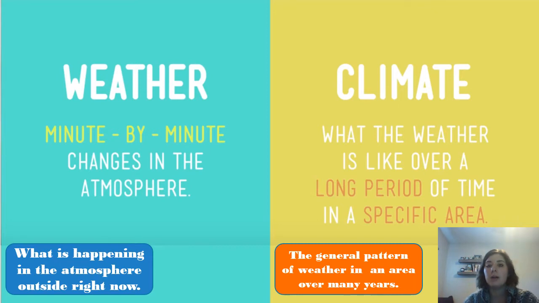We could talk about Texas. What climate does Texas have? What climate does Austin have? We could talk about how the climate in Alaska is going to be a lot different. And there's going to be patterns, general patterns of what's happening in the weather in that area over many years. So weather is minute by minute, and climate is overall, what is it usually like in an area?